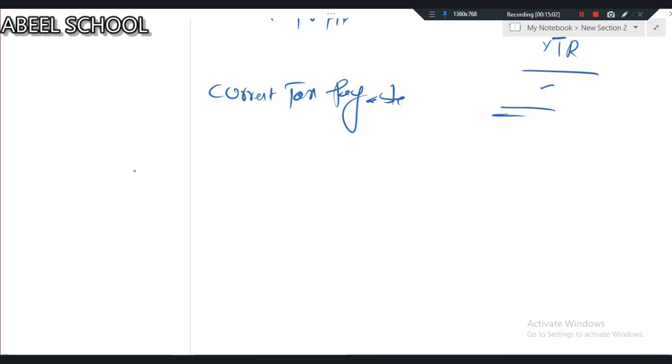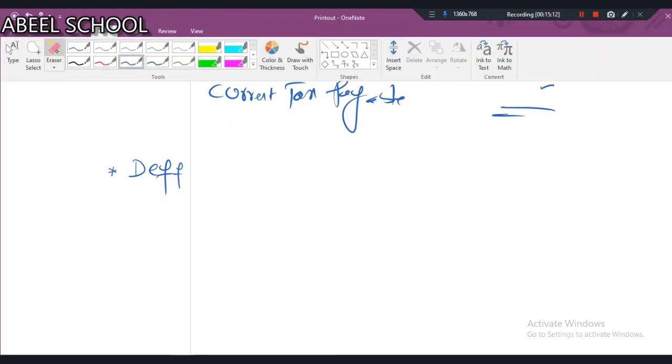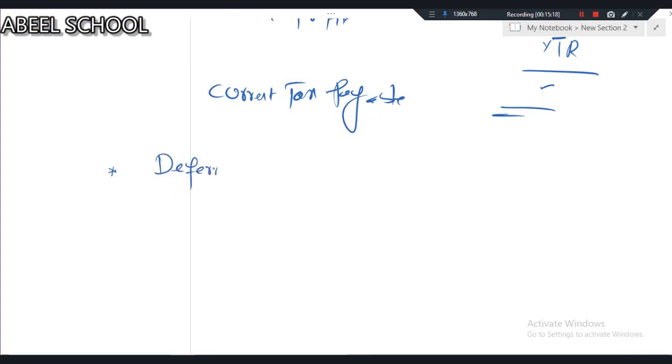A very important concept is coming, that is deferred tax liability. Deferred tax liability comes in your accounts when you have paid less tax in the current year, but in the future you'll be paying more tax. When in the future I'm going to pay more tax, then I should be recognizing a deferred tax liability. Recognizing a deferred tax liability means you are telling your stakeholders that in the current year we paid less tax, but we'll be paying more tax in the future.